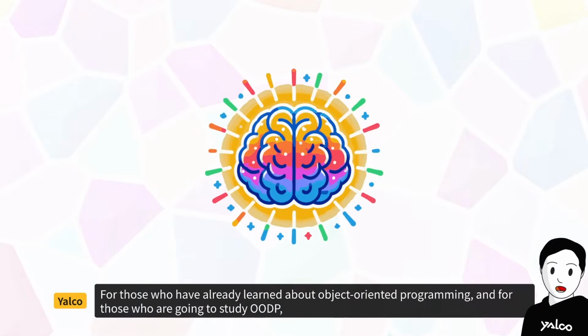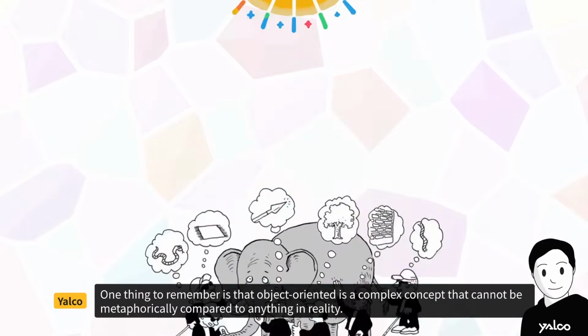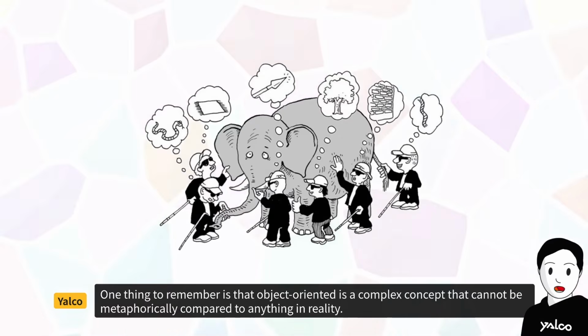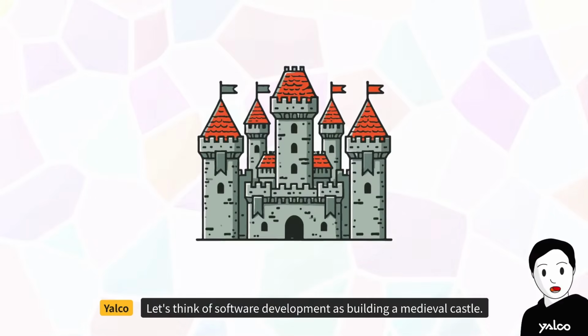For those who have already learned about object-oriented programming, and for those who are going to study OOP, through the explanation in this video, it will be a time to look again, or perhaps from a new perspective, at the important components of object-oriented programming. One thing to remember is that object-oriented is a complex concept that cannot be metaphorically compared to anything in reality. Therefore, I would like to mention that what you will see in this video is just one of the many aspects of object-oriented programming. Let's think of software development as building a medieval castle.